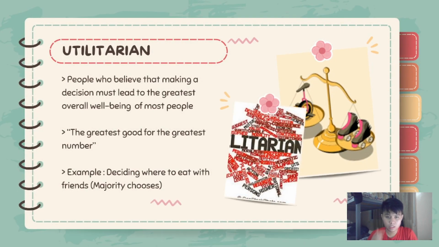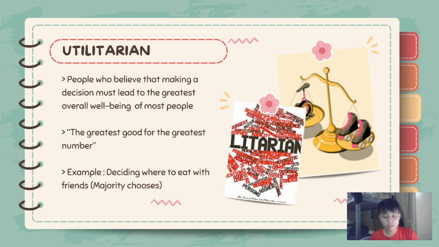The next is utilitarian. People who believe that making a decision must lead to the greatest overall well-being of most people. Sinasabi dito na ang ikabubuti ng pinakamarami ay ang dapat sundin. So, ang example nito ay ang pagpili ng kung saan kakain ng mga kaibigan mo. Kunyari, 5 kayo sa magkakaibigan. 3 sa kanila gusto mag-Jollibee and yung 2 sa inyo ay gusto mag-McDo.